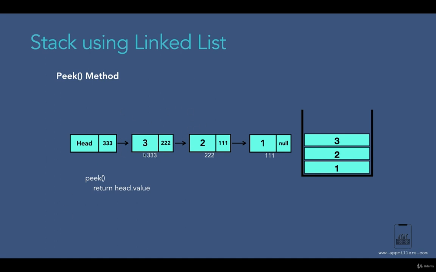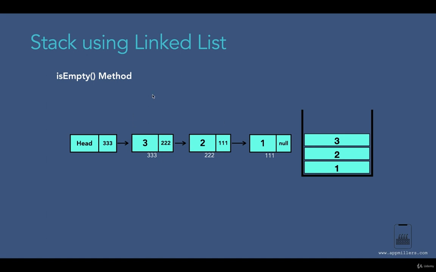So in case of linked list, when we are calling pick method, it's always going to return the head value. So this means that in our case, if we run pick method now, it's going to return 3. If we run it multiple times, it always returns 3 because 3 is not removed from the linked list over here.